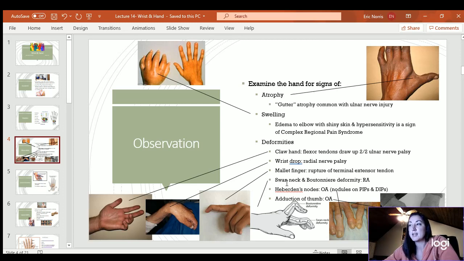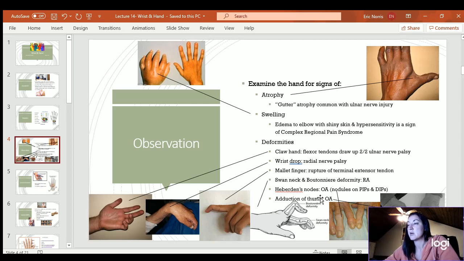The swan neck and the boutonniere deformity is a sign of rheumatoid arthritis. The late stages of rheumatoid arthritis come with these deformities, and we'll see another picture of a person's hand with that later in the PowerPoint.